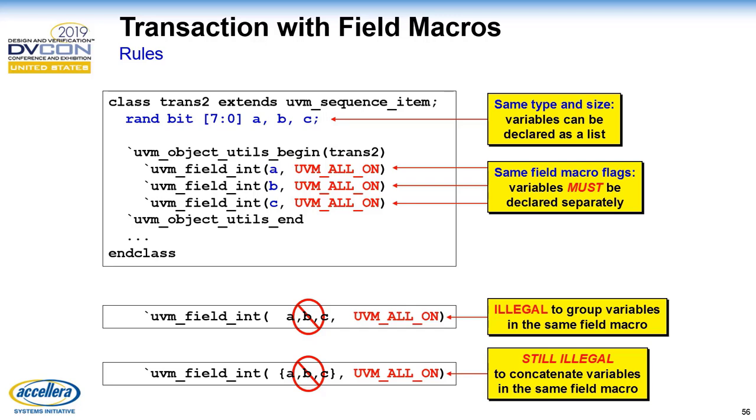I thought, well, I could declare the variables in one line because they're the same size and same type. Can I do that in a field macro? Nope, can't do that. Can't put them all into the same field macro. And I thought, well, obviously the problem is that it can only take one field. So if I concatenate them, nope, still doesn't work. If you're using field macros, you're going to have a separate field macro for every variable you've declared, even if you could put the variables in single line declarations.